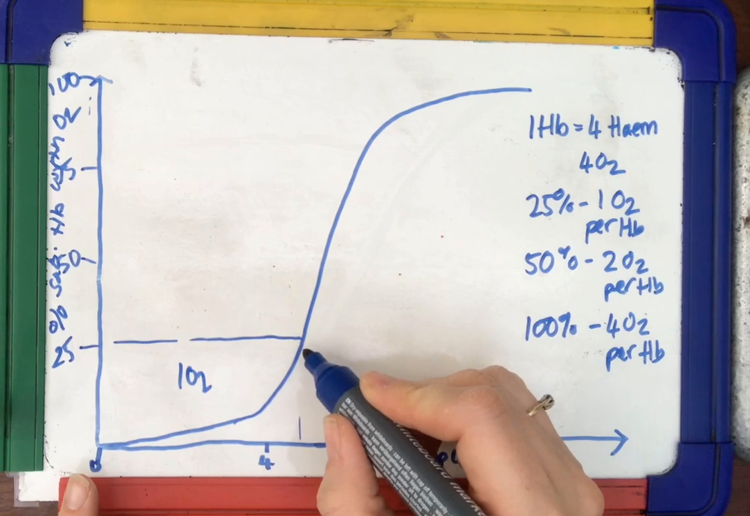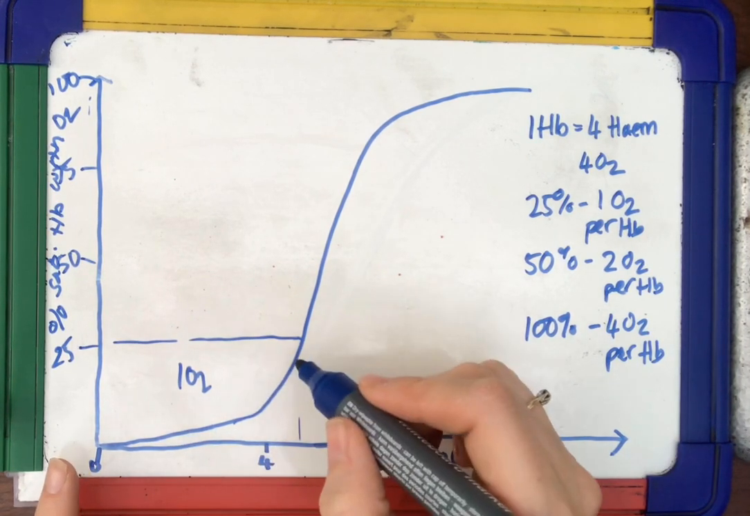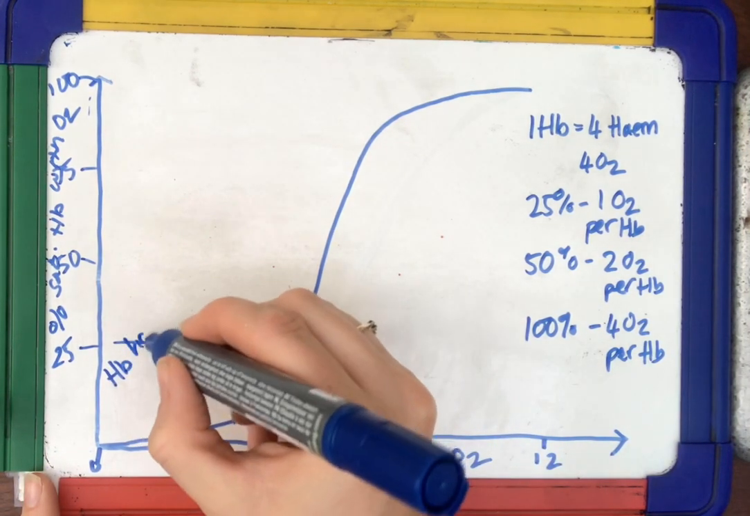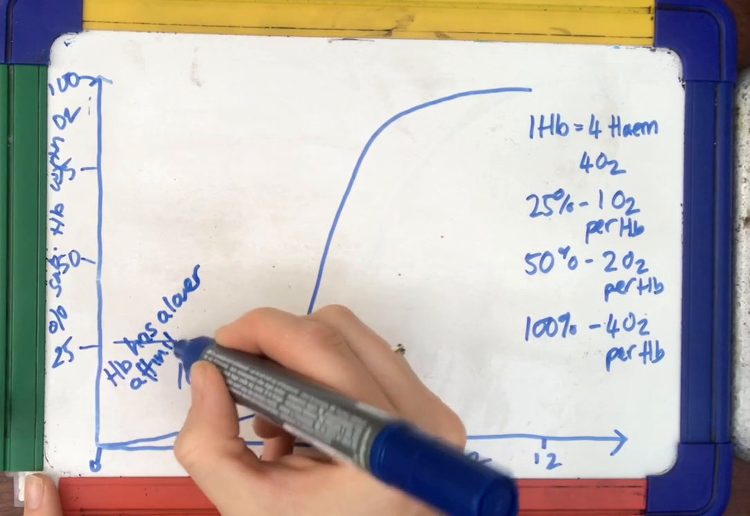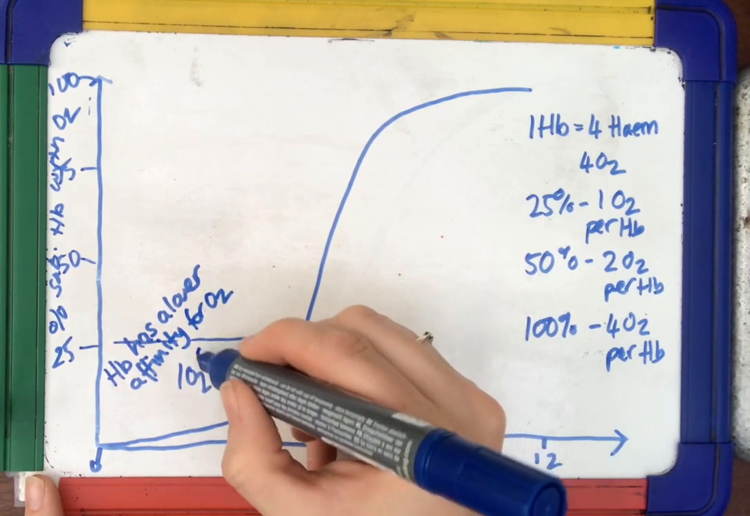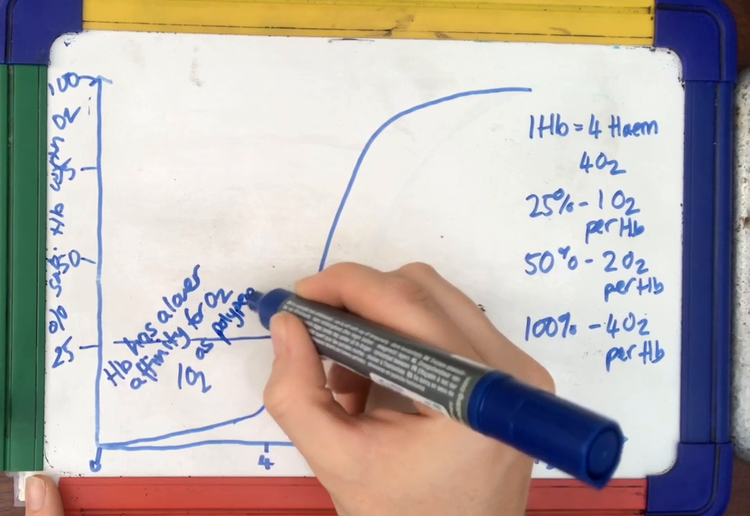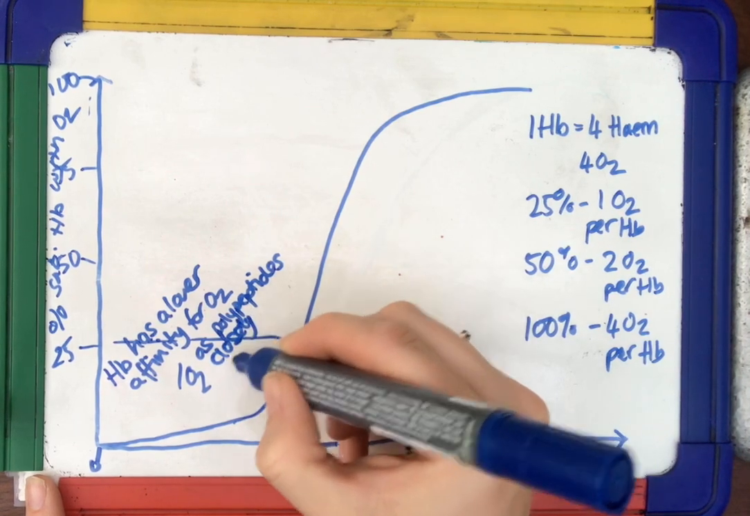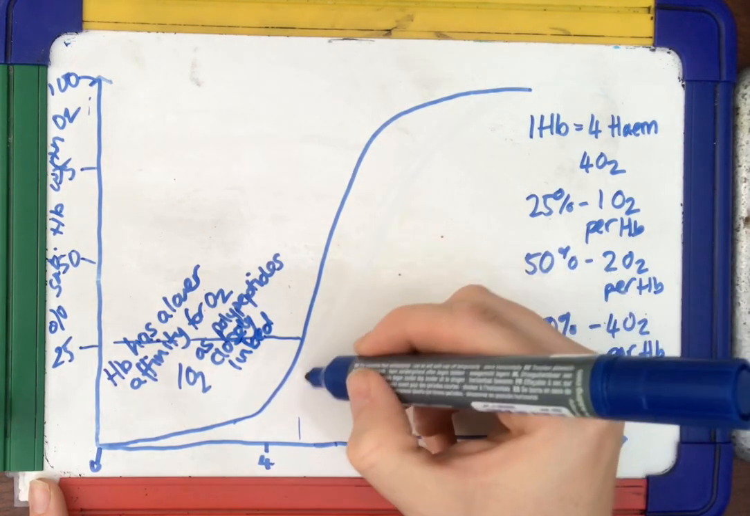Okay, so at about 25% here we've got 1 oxygen molecule bound. So why does it take so long for all of the hemoglobin molecules to have 1 oxygen molecule bound? Because hemoglobin has a low affinity. Affinity is sort of an attraction. So it has a low affinity for oxygen as the polypeptides are closely linked.